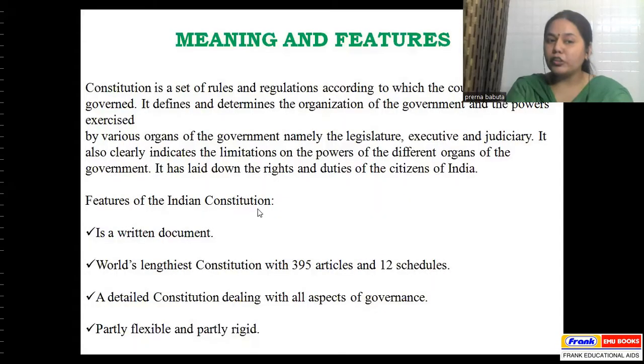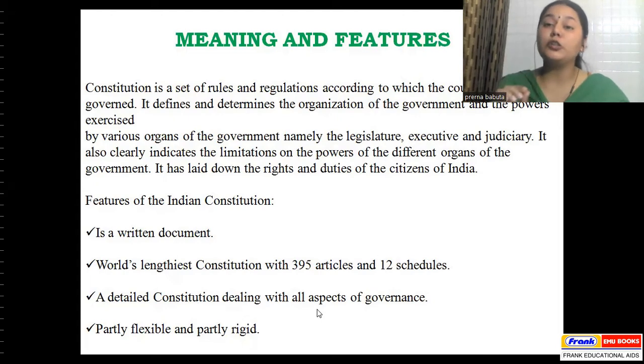So what are the features of the Indian Constitution? Let's see that. The features are, first of all, that it is a written document. Under any circumstances, the constitution anywhere in the world is always written. It is never verbal. Now, these are the interesting features. It is the world's lengthiest constitution, with 395 articles and 12 schedules. So it is the lengthiest in the world, and it is a detailed constitution dealing with all aspects of governance.